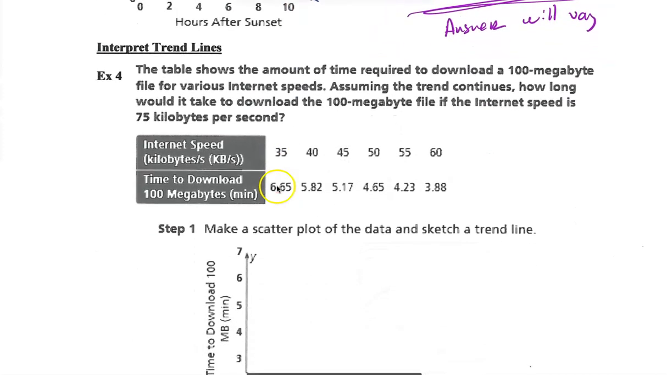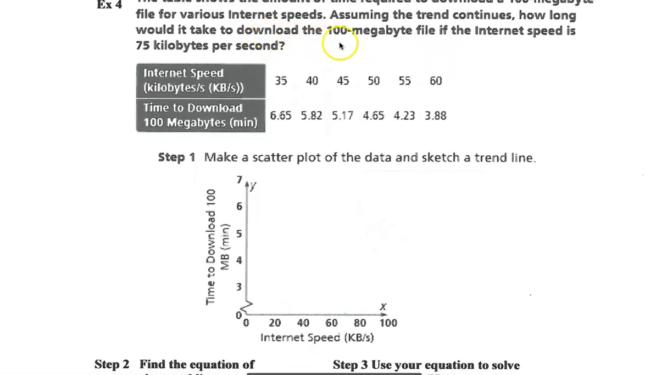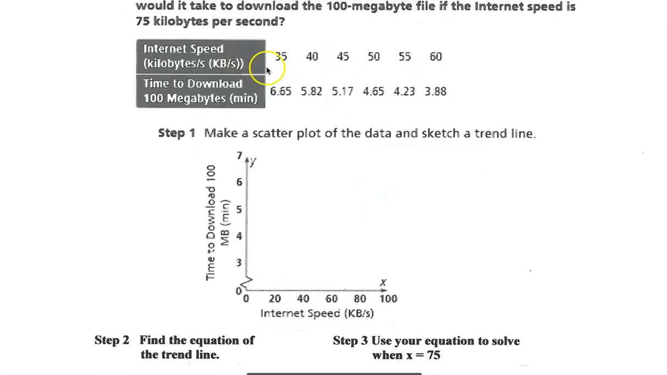Okay, one last one. The table shows the amount of time required to download a 100 megabyte file for various internet speeds. Assuming that the trend continues, how long will it take to download a 100 megabyte file if the internet speed is 75 kilobytes per second? So we're given a table here.